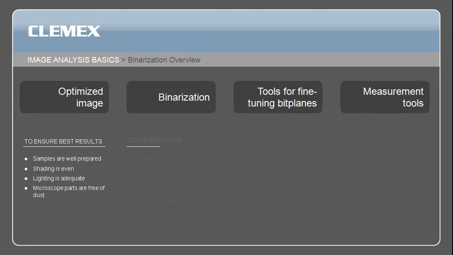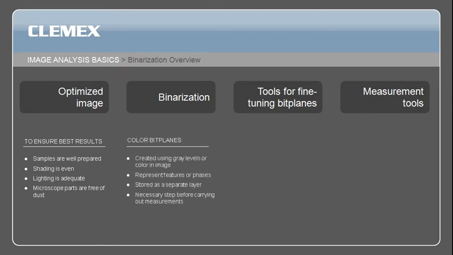dust. Color bitplanes are created using gray levels or color information in an image, represent features or phases, are stored as a separate layer, and are a necessary step before carrying out measurements.